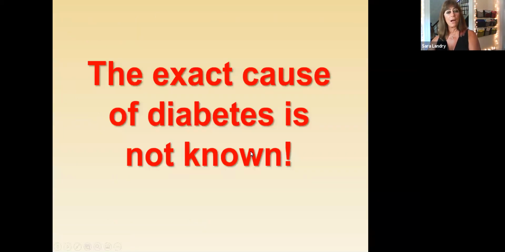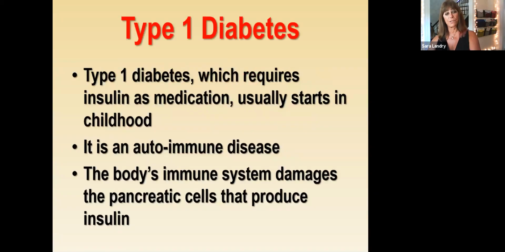Okay. What is the cause of diabetes? Truthfully, the exact cause is unknown. Type 1 diabetes, which requires insulin as medication, usually starts in childhood. My younger sister was diagnosed with type 1 diabetes at the age of 13. Type 1 diabetes is an autoimmune disease, and the body's immune system, your antibodies, basically attack the pancreas and kill the pancreatic cells so they can't produce insulin anymore.